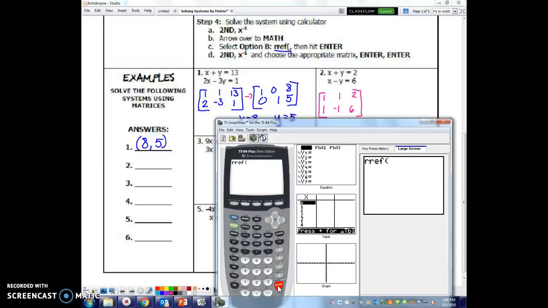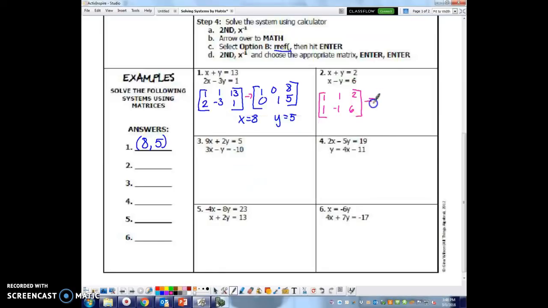Enter. Back into matrix, pick A. Enter. So we have 1, 0, 4 and 0, 1, -2. X is the 4 and Y is the -2. So your answer is 4, -2.